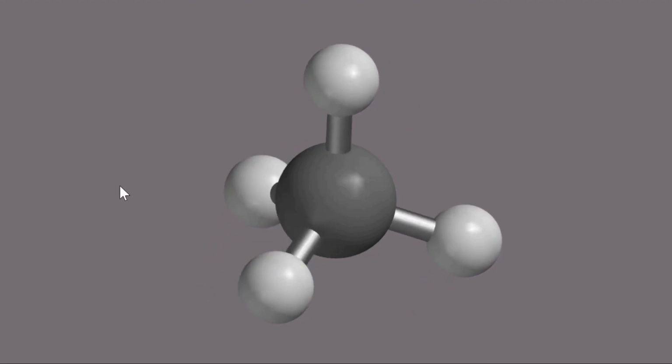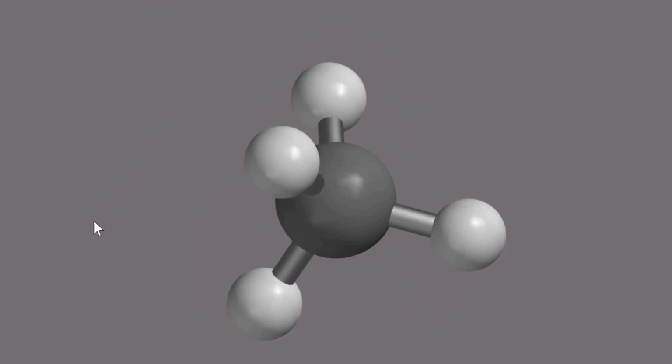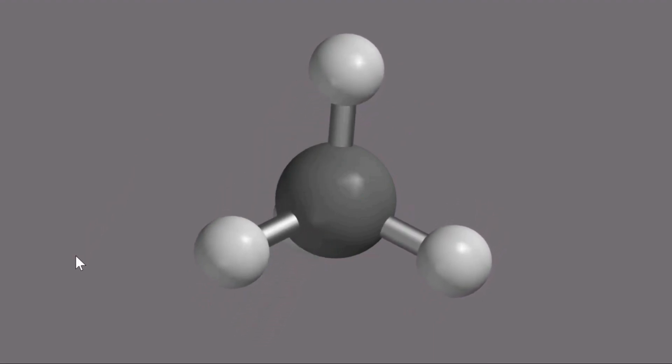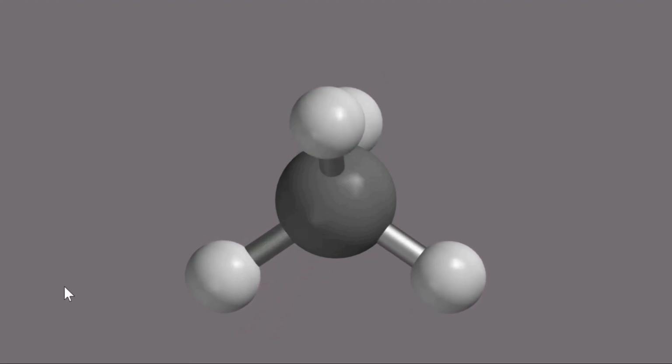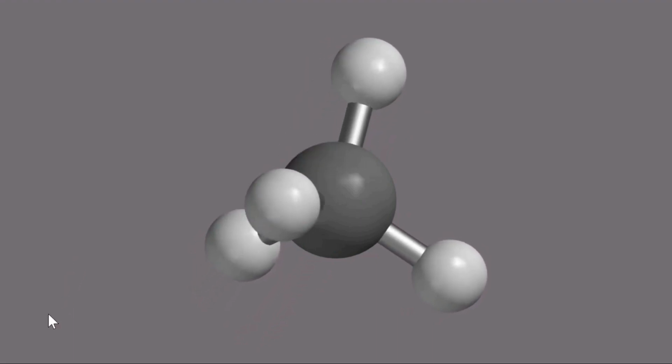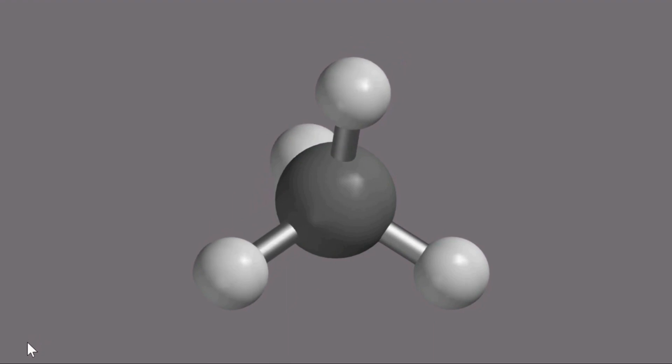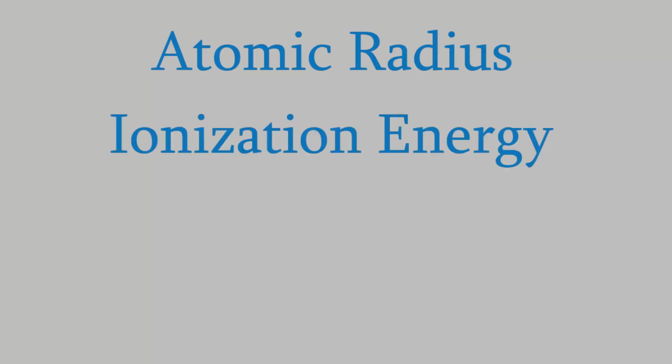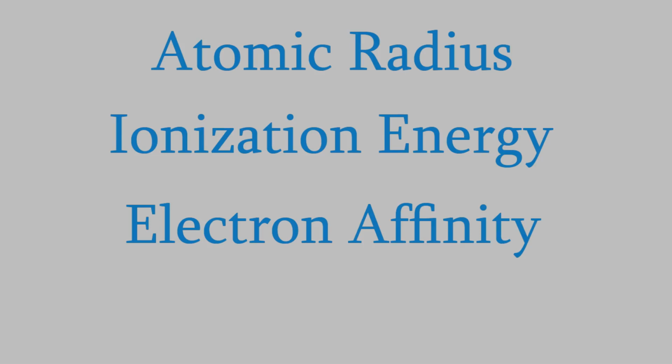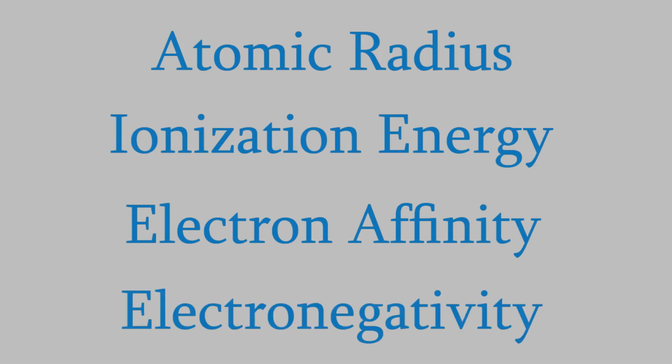As we mentioned in the previous two videos, we'll talk about 4 properties of atoms that are affected by the effective nuclear charge that the valence electrons of an atom feel. In those videos, we talked about the first 3, the atomic radius, the ionization energy, and the electron affinity. Today, we'll tackle the last property, the electronegativity.